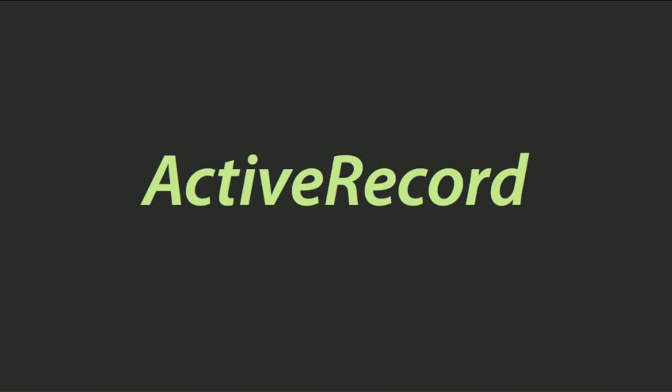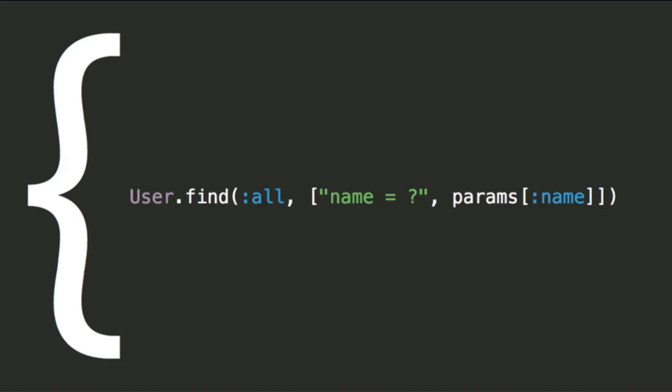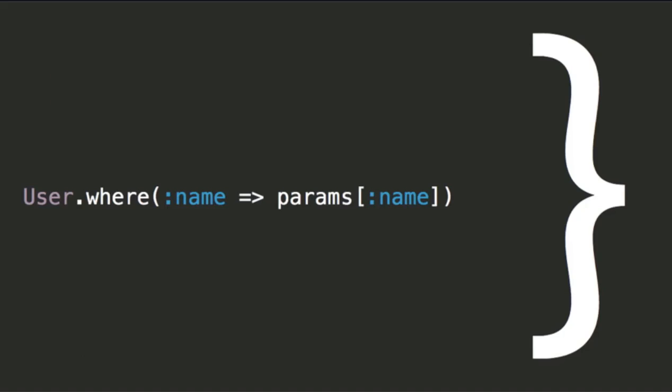The third change here is Active Record. So you've probably seen this already. Instead of User.find(:all, :conditions => {:name => params[:name]}), it looks like this: User.where(name: params[:name]). So that's a small change. The old syntax will continue to work if you want. There's no need to change it yet.